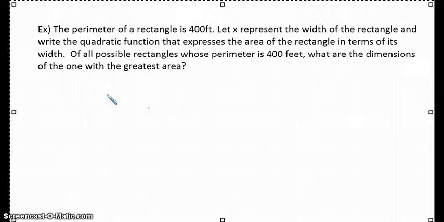Alright, let's take a look at this next example. It says the perimeter of a rectangle is 400 feet. Let x equal the width of the rectangle and write a quadratic expression, or quadratic function, that expresses the area of the rectangle in terms of the width. So right away, here's what I'm given. I'm given the fact that x is the width of the rectangle. The perimeter is equal to 400.